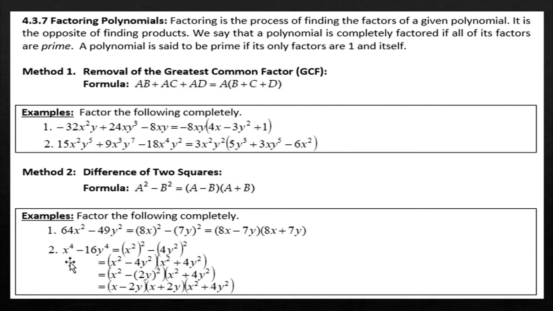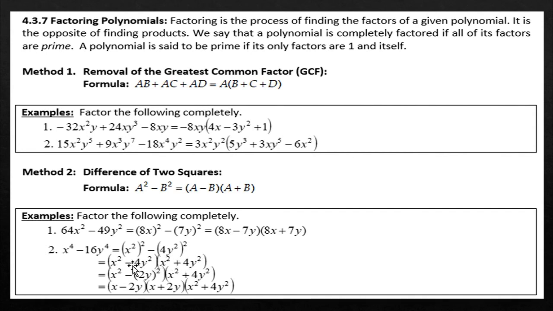Next, x to the power of 4 minus 16y to the power of 4. So, to the power of 4 ta. Ang x to the power of 4 can be written as x squared squared. Then 16 is 4 times 4, so that is minus 4y squared squared. So, ma-write na siya as this. X squared minus 4y squared times x squared plus 4y squared.